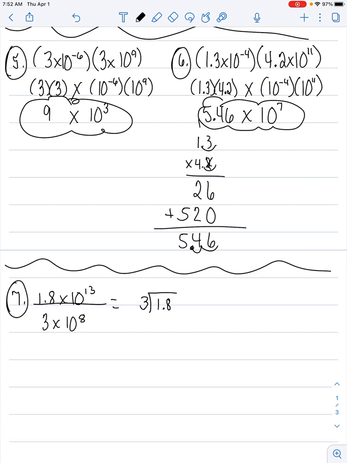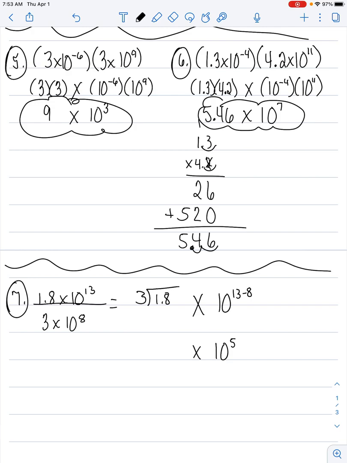So, I went ahead and set it up this way. Let me use my line here. 1.8 divided by 3, and because all scientific notation is times 10, I'll write times 10. When we had the quotient rule, how did we get our exponent? We subtracted, right? So what is 13 take away 8? Well, 13 take away 8 is 5. So I'll go ahead and write that down, times 10 to the 5th power. That takes care of that.